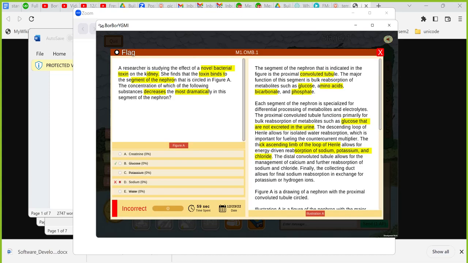Yes. And so I think the point is that at the PCT, glucose and protein are the most dramatically affected, but in the ascending limb of the loop of Henle is where you'll see your electrolytes and chloride and things affected the most.